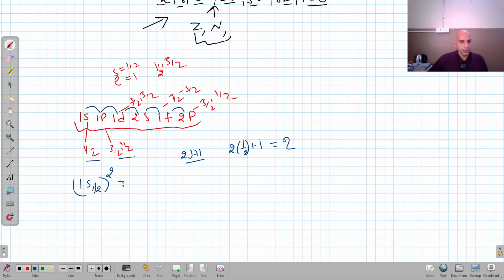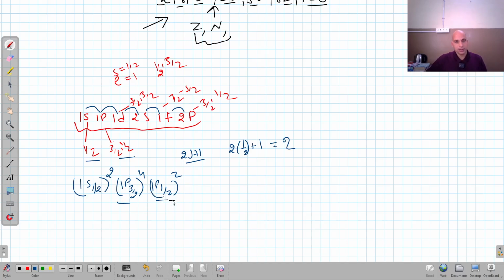Then 1p 3/2, now it is 4, right? Then 1p 1/2, it is 2. Now we have to remember that we are taking L plus S earlier as compared to L minus S. I mean this shell will be filled first, so in all levels L plus S will come first and L minus S will come later, right?